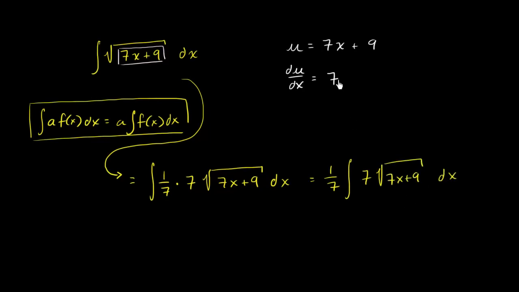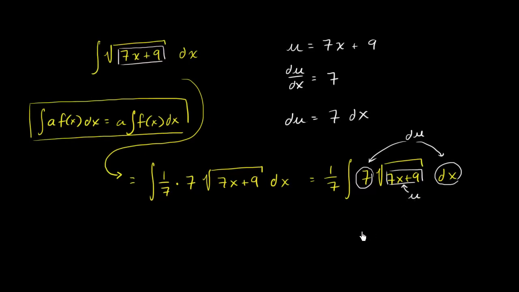So now, if we set u equal to 7x plus 9, do we have its derivative lying around? Well, sure. The 7 is right over here. We know that du, if we want to write in differential form, is equal to 7 times dx. So that part right over there is equal to du. And u is just going to be the 7x plus 9.